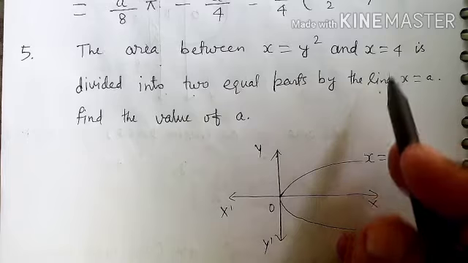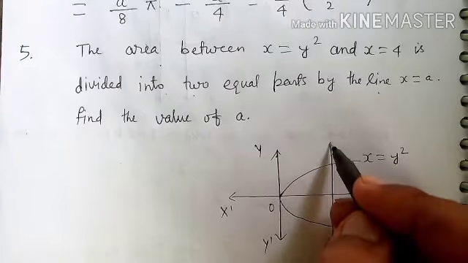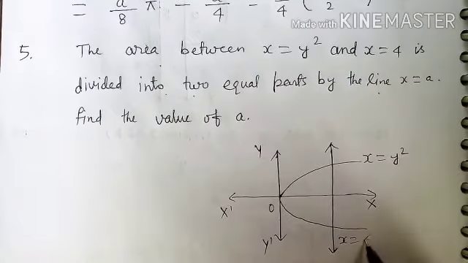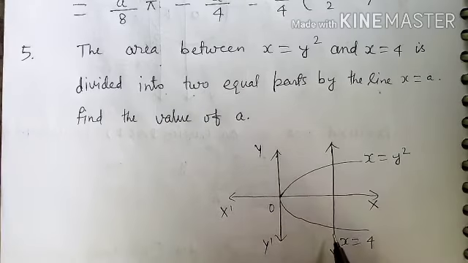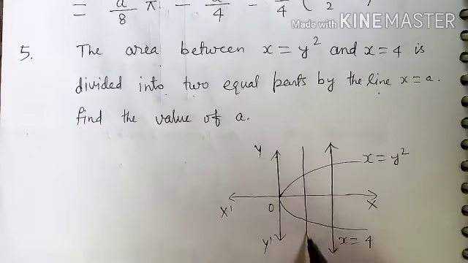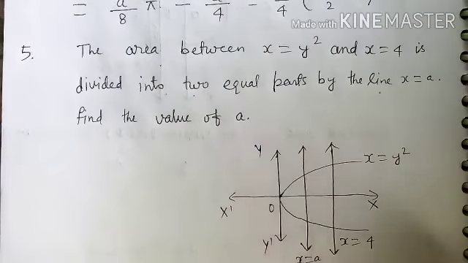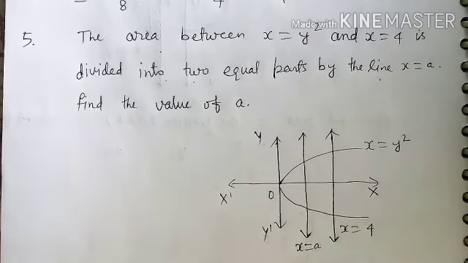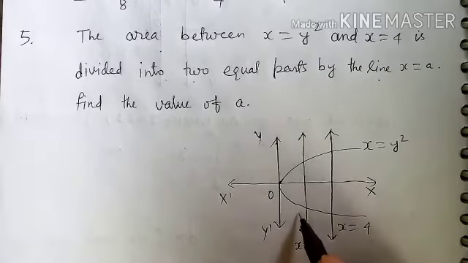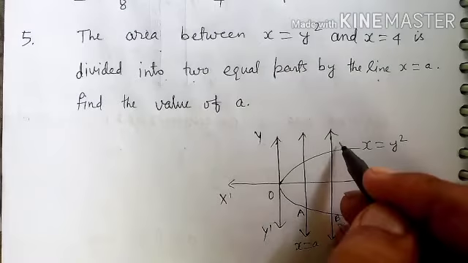There is another line x is equal to 4. We know that this is parallel to y-axis. This is x is equal to 4. The area between this parabola and the line is divided into two equal parts by the line x is equal to a. Suppose this is the line x is equal to a. Find the value of a. Let us name the points of intersection. So this is A, this is B, this is C, this is D.